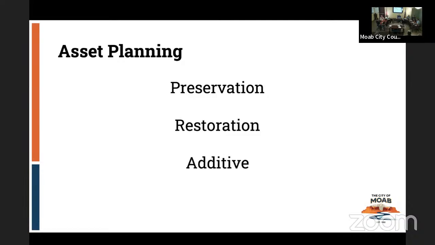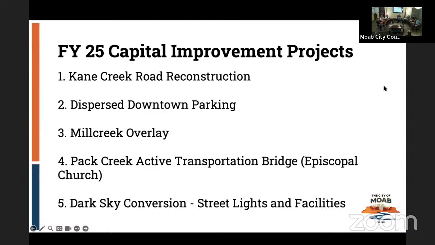A third way to think about assets is assets that you add to other assets, and the Mill Creek Parkway comes to mind. If we added another length of that somewhere to connect a certain part of town to the rest of the parkway, that's an additive asset planning endeavor. And then there's new assets, right? So if we wanted to get a wave pool like they have in Price, that would be a new asset that we would put somewhere. I'm not suggesting we're going to, because Brianna would kill me, but that's the concept. So really preservation, restoration, additive and new assets are the ways to think about it as you move forward. Okay, so let's talk a little bit about where we are currently.